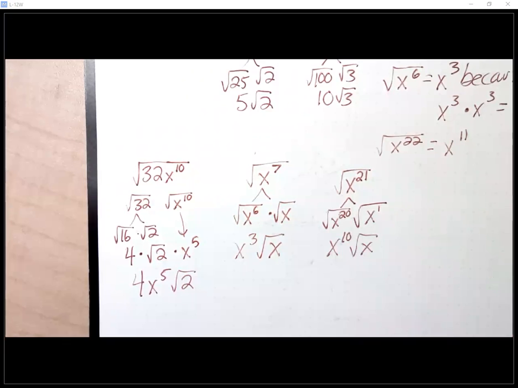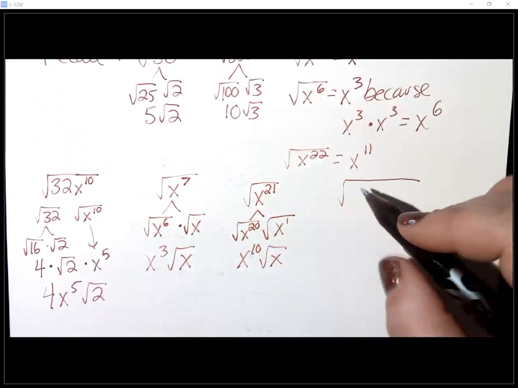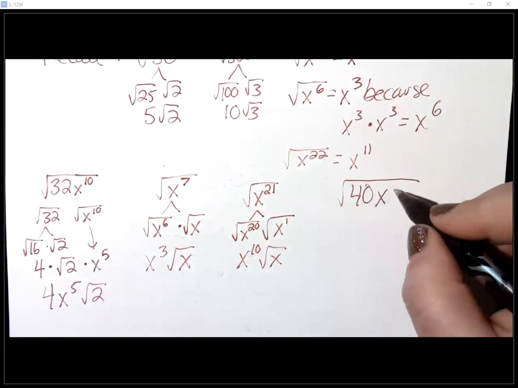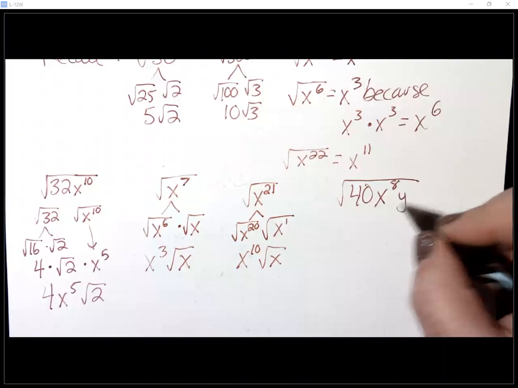All right. Okay, now let's mix them together. So let's try the square root of 40x to the 8th, y to the 3rd. Ooh, try that one.